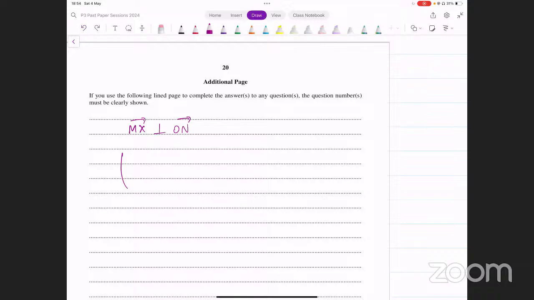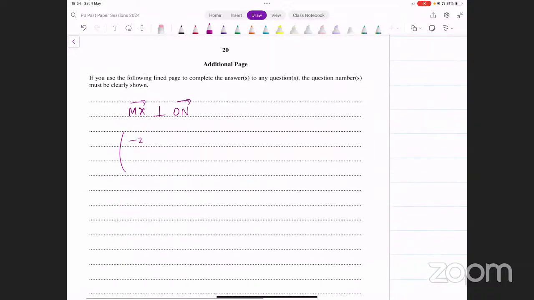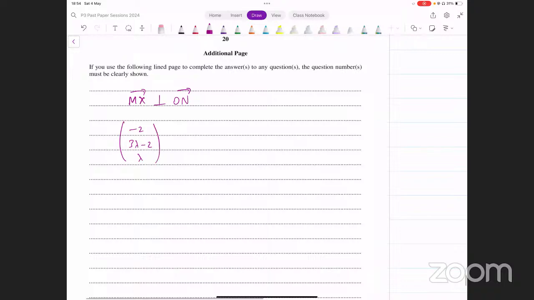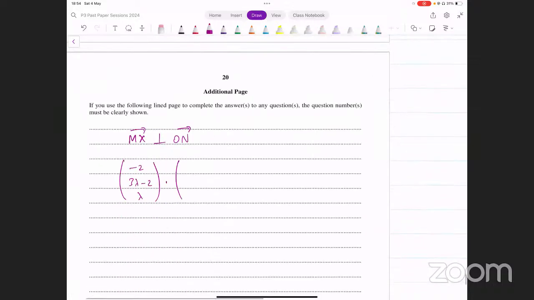So now we can use that idea that MX vector is perpendicular to ON vector. Just put their dot product equal to 0. Minus 2, 3 lambda minus 2, and lambda. Dot product of that with the vector ON. What was the vector ON? The direction of the line ON. That's 0, 3, 1. This should equal 0, right? Because they are supposed to be perpendicular vectors.